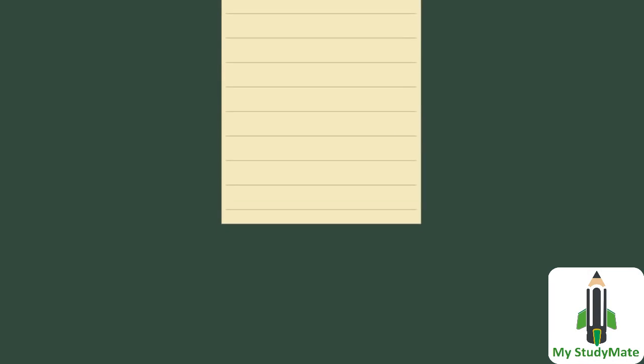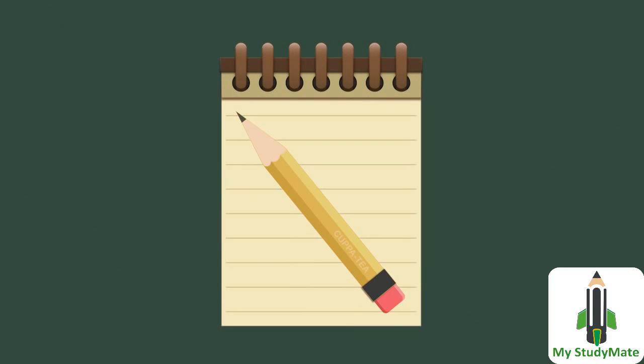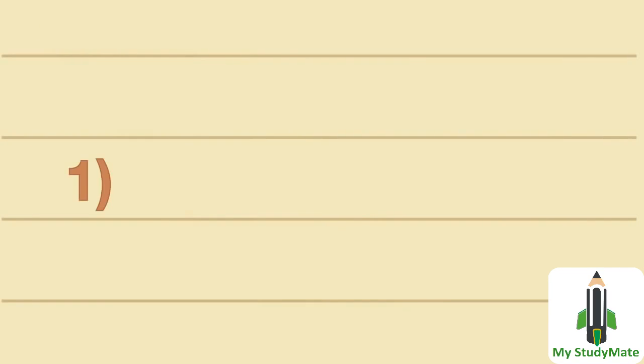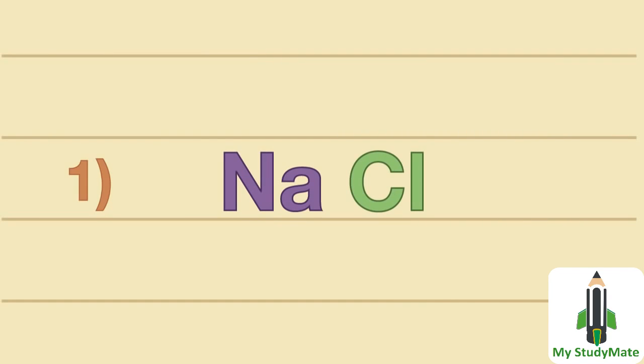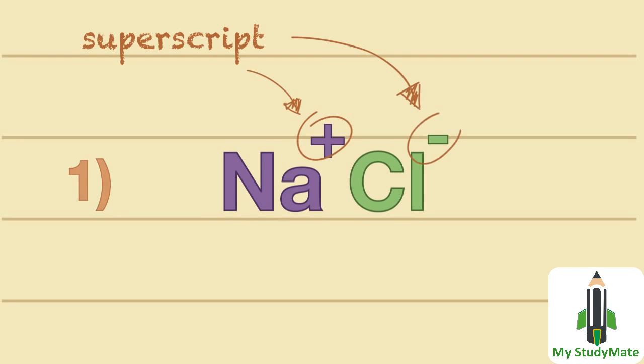We know that sodium loses one electron to form a sodium ion. We also know that the electron is not lost but transferred to a chlorine atom to form a chloride ion. Let's grab a piece of paper and a pencil and work on this example.